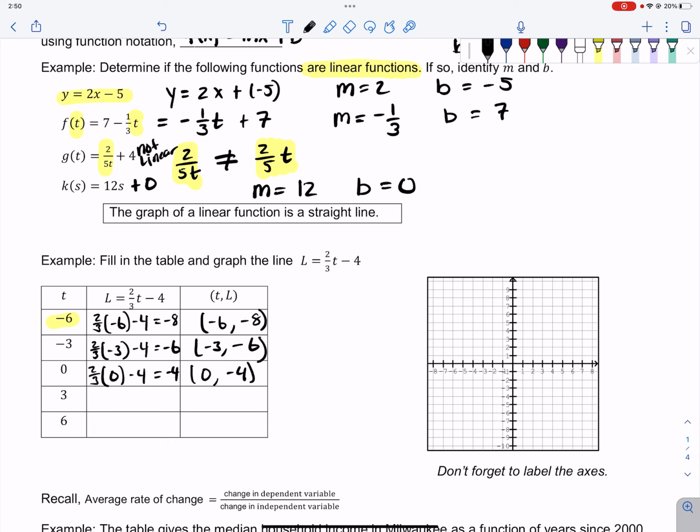Then we want to put in 3 for t. So 2 over 3 times 3 minus 4. And that gives us -2. So we have 3, -2. And then lastly, we want to put in 6. So 2 over 3 times 6 minus 4. And that gives us 0. So we have 6, 0.